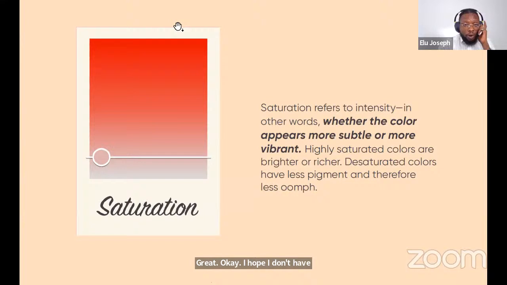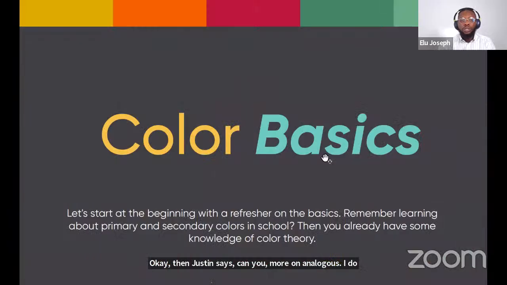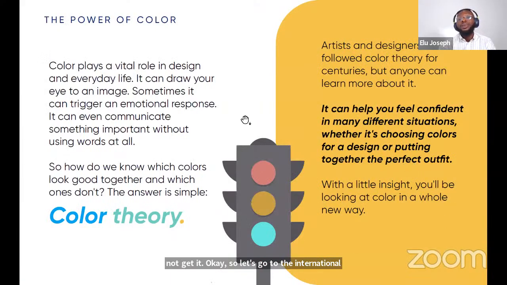Can you touch a bit more on the introductory part of color? Okay, then Justin says, can you explain more on analogous? I do not get it. Okay, so let's go to the introductory part. I said color is everywhere, and I said color plays a vital role in every part of our lives. Color can trigger an emotional response. That is why I used the example of your favorite eatery, the restaurant you like so much. They use red and yellow. And I told you what red and yellow does.